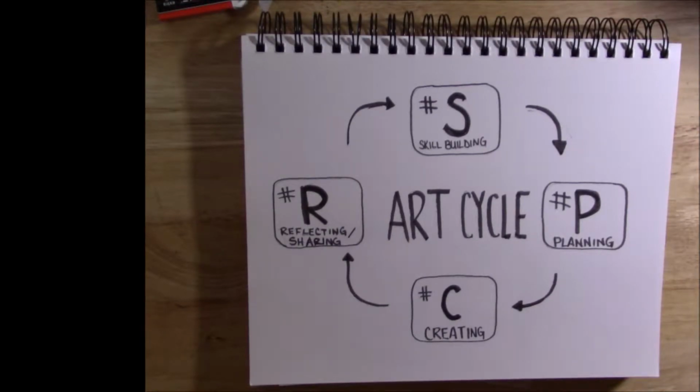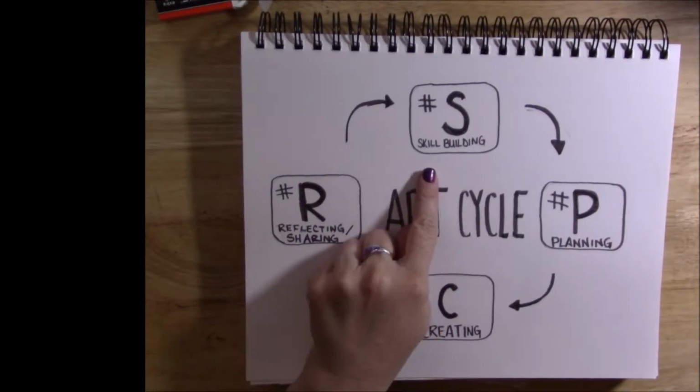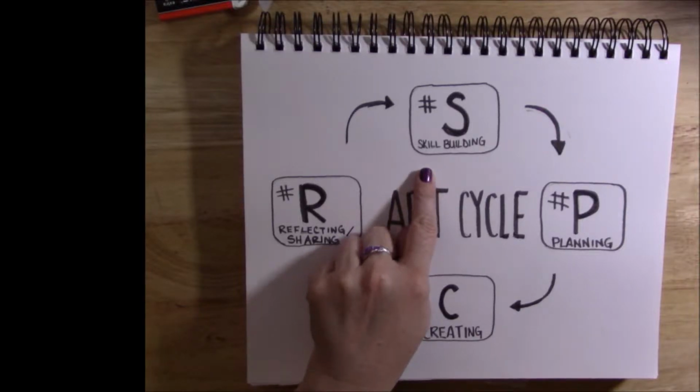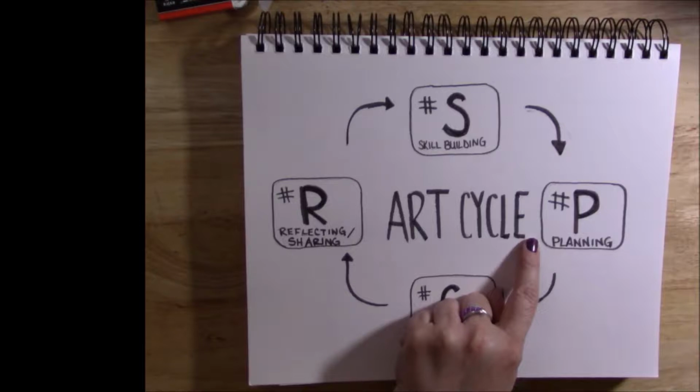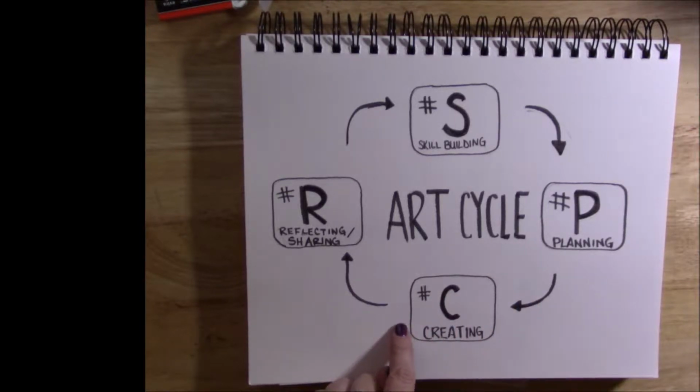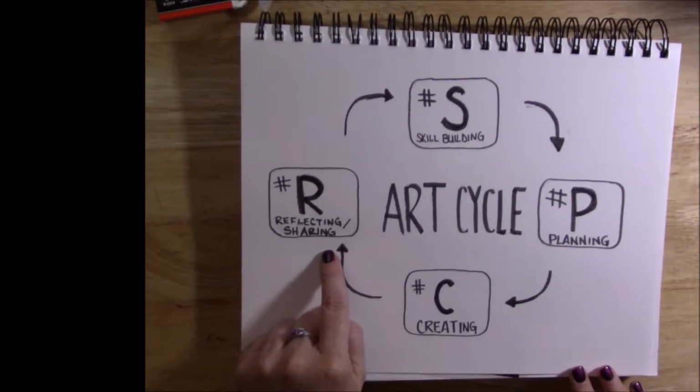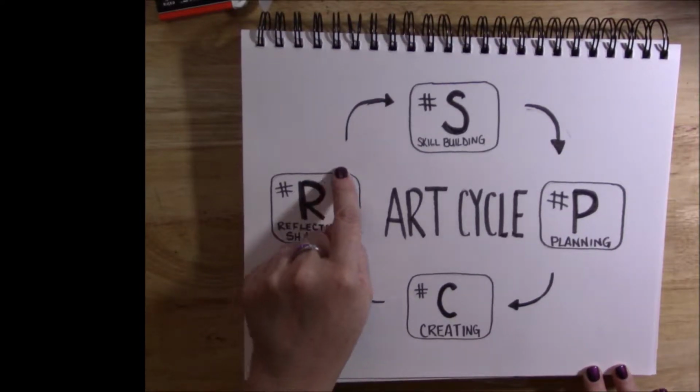For today's explanation, we're going to start with S, the skill building section. Skill building leads to planning, which then leads to creating, and then that leads to reflecting and sharing. And then the whole cycle starts over again with skill building.